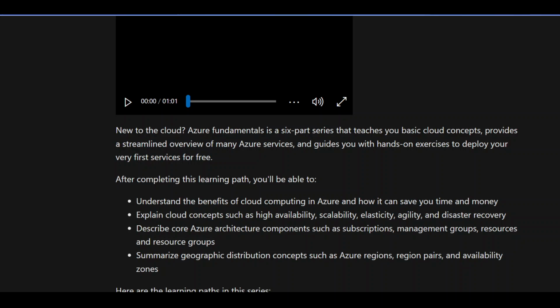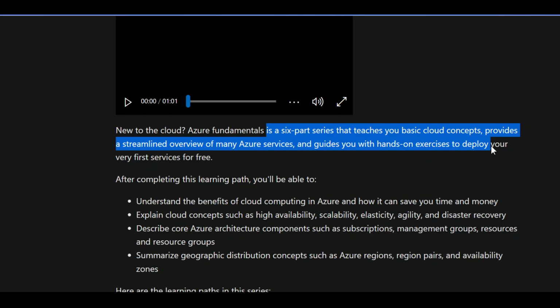Alright, let's start. New to Cloud, Azure Fundamentals is a 6-part series that teaches you basic cloud concepts, provides a streamlined overview of many Azure services, and guides you with hands-on exercises to deploy your very first services for free.